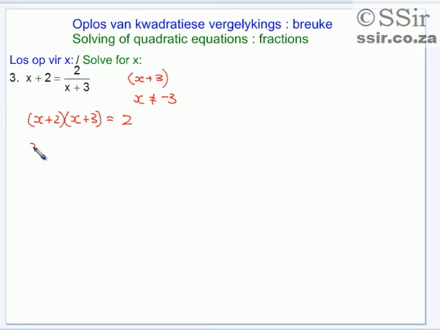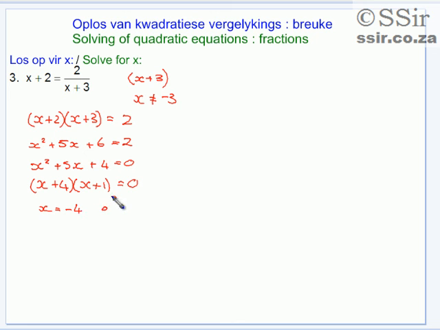We must multiply this out because we want a 0 on either the left or the right-hand side. This gives me x squared plus 5x plus 6 equals 2. So x squared plus 5x plus 4 will be equal to 0. This can factorize. X plus 4 times x plus 1 will equal 0. So x is either minus 4 or minus 1. Both of these solutions are valid because x may only not be minus 3.